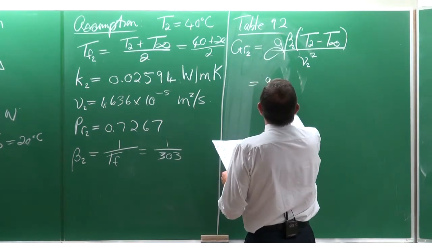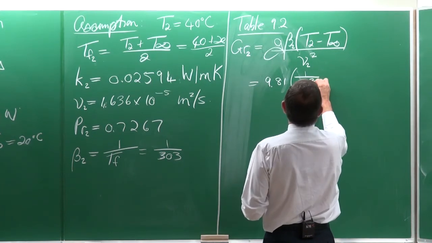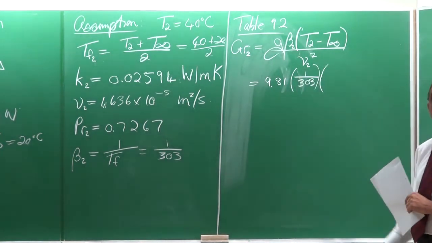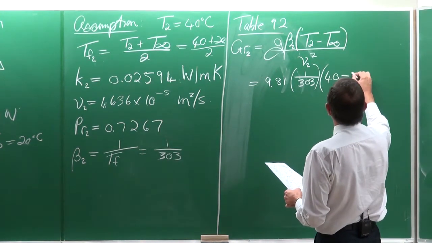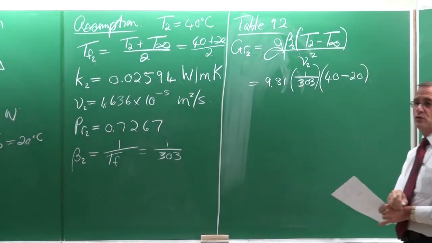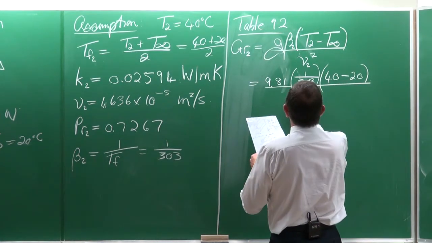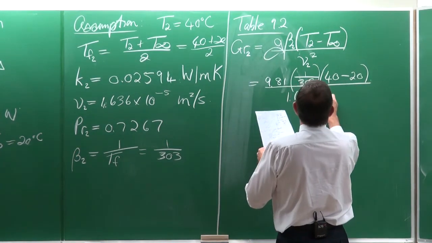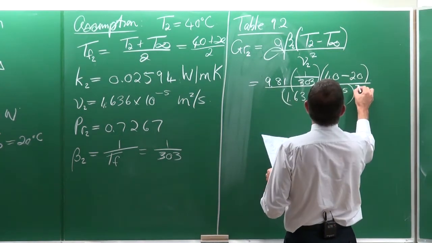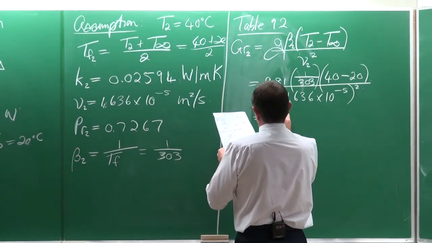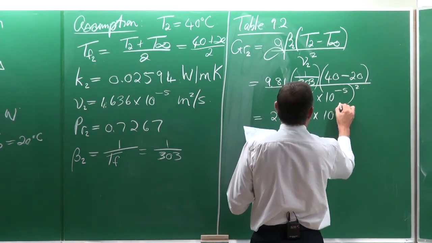So G is equal to 9.81, beta is equal to 1 divided by 303. The surface temperature, we don't know what it is, but I've selected 40 degrees, made the assumption of 40 minus 20, divided by the kinematic viscosity, which is equal to 1.636, multiplied by 10 to the minus 5, everything squared, and that gives me a Grashof number of 2.594 multiplied by 10 to the 6.